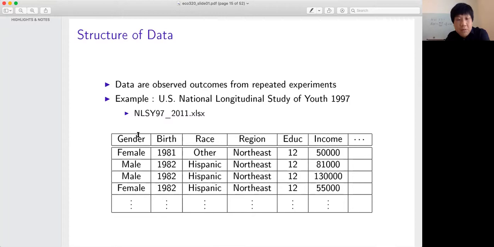For example, this is observation 1. This is from a survey. I don't know whether you have had a chance to do any kind of survey before, but they ask what is your gender, when were you born, etc. These are all questions from the survey. They ask what is your race, and you said other, and where are you coming from? What is the region of the place you're staying? You say Northeast, or what is your education level, or what is your income, etc.